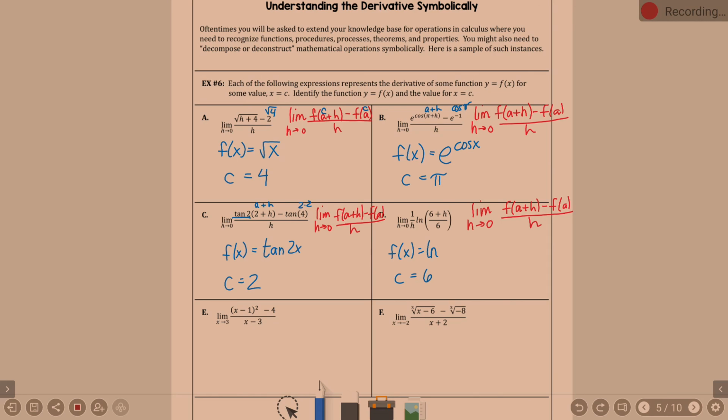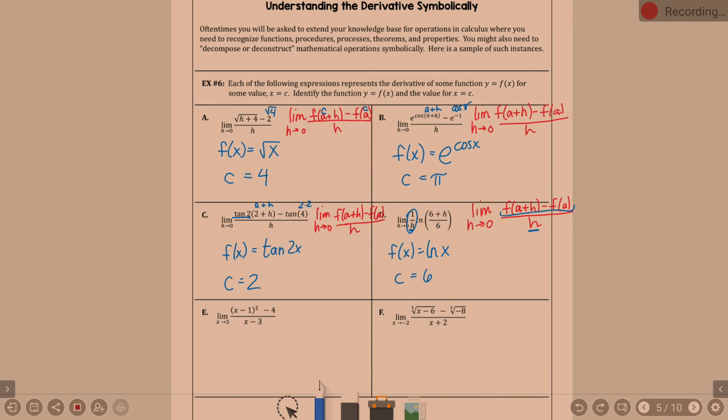Oh! Now, okay. First of all, I don't know how I got that though. Okay, hold on. What is this 1 over h here? Oh, they just took h out. 1 over h here is dividing by h, yes? So this ln of 6 plus h over 6 is your f of a plus h minus f of a.